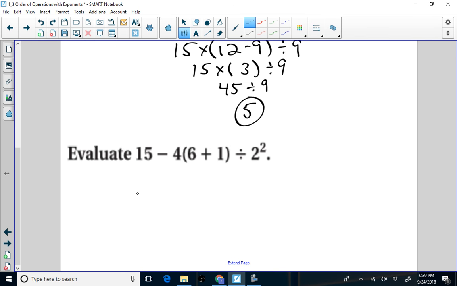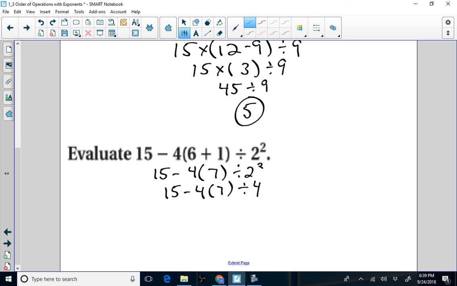And then this last example here, we have parentheses, so that has to be done first. 15 minus 4. 6 plus 1 is 7. I'm dividing that by 2 to the second power. All I did was my parentheses. Now I do my exponent, so that's 15 minus 4 times 7 divided by 2 squared is 4.